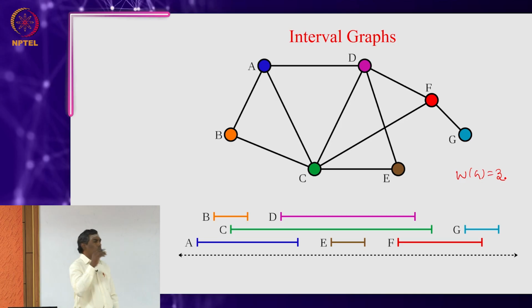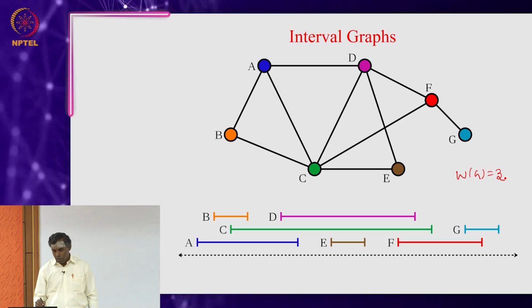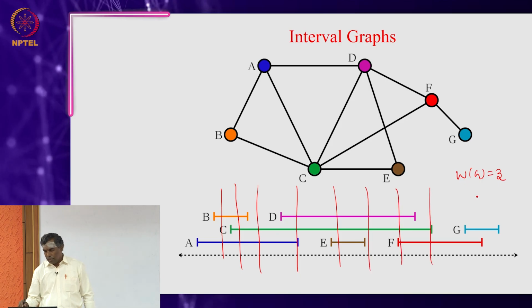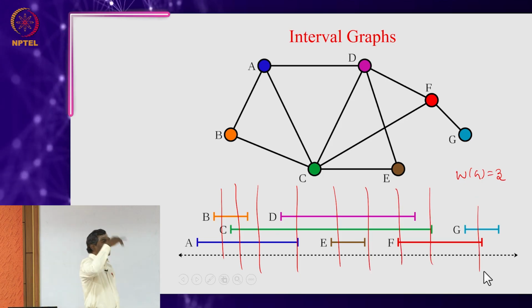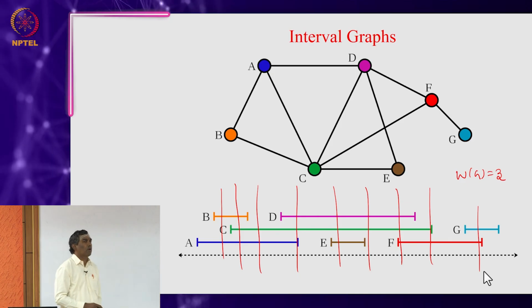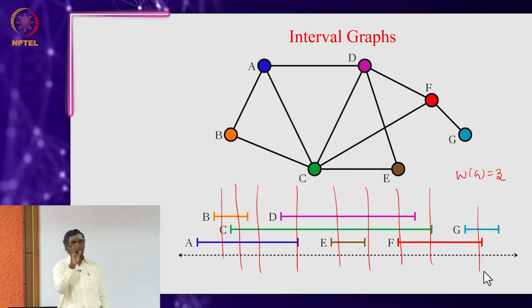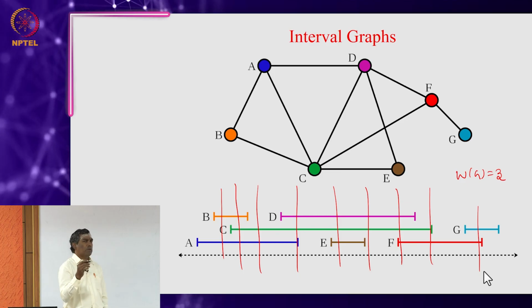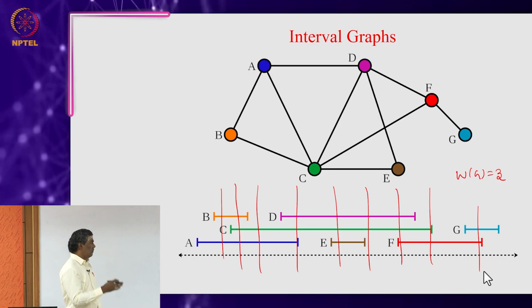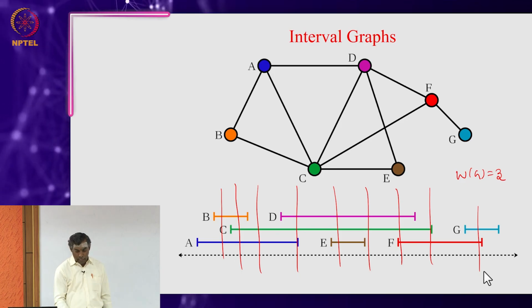You can probably just look at this. What you can do is take these lines and see the maximum number of intersections. The maximum number of intersections gives the clique number. That is the logic. Based on this logic, there is a small algorithm which I'll show you. It's called the left alignment algorithm, which takes polynomial time. It's a very famous one for an interval graph.